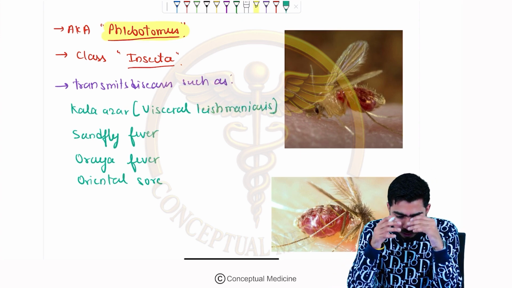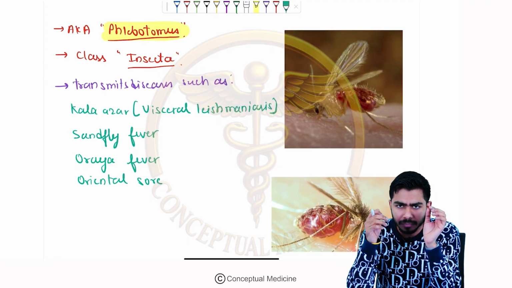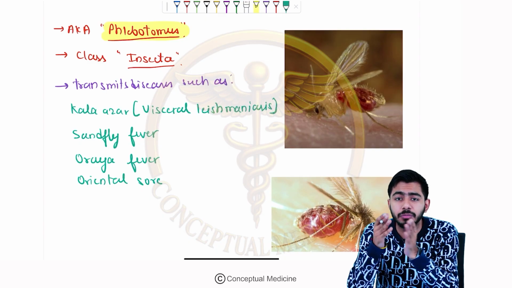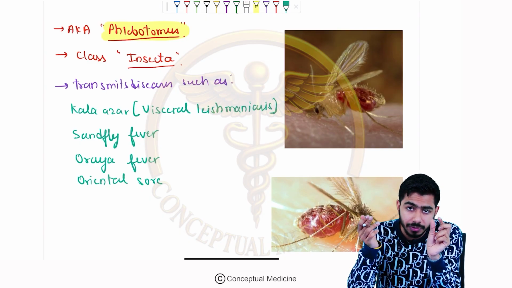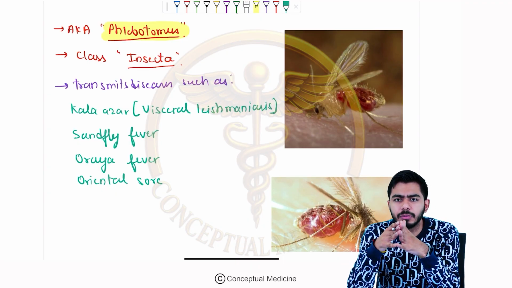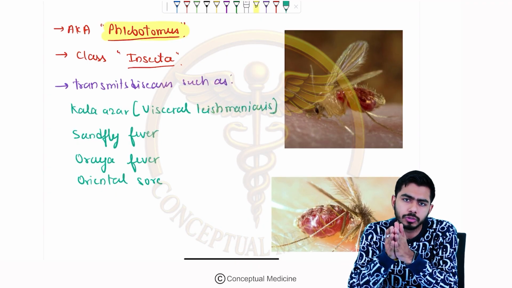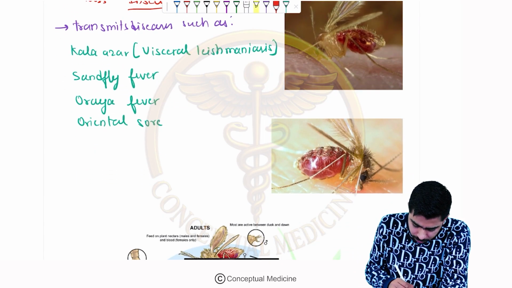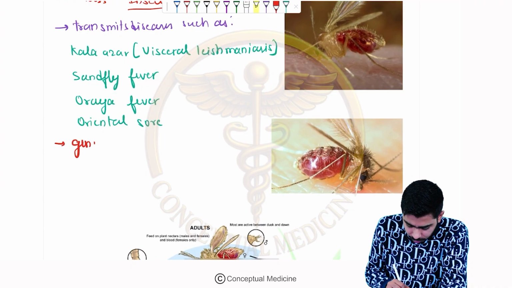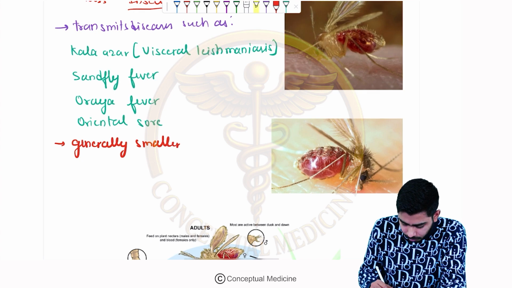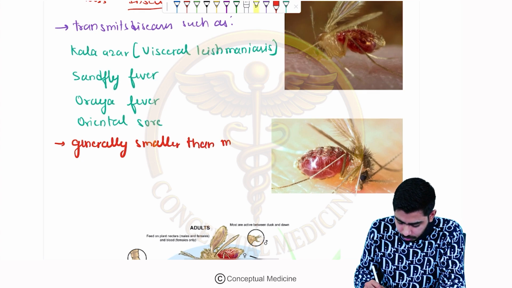Other than that, guys, if we talk about the size of the sandfly, they are very small. They are generally smaller even than the mosquitoes. Mosquitoes, you know, are very small, and these sandflies, Phlebotomus, are even smaller than the mosquitoes, right? So that is the thing over here. Please remember that they are generally smaller than even mosquitoes.